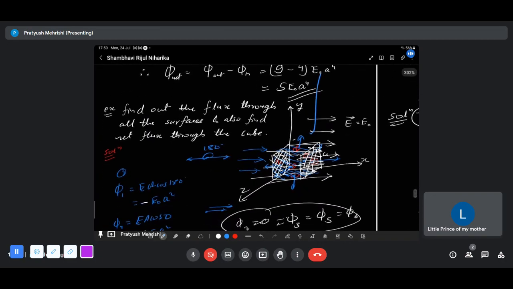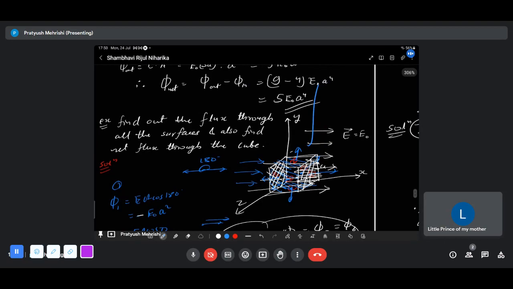Fine. Similarly, see, this question is find out the flux through all the surfaces. Okay, now electric field is coming only from the negative x direction towards the positive x direction. So what we will do here, we will make the directions or surface area vectors of each surface.